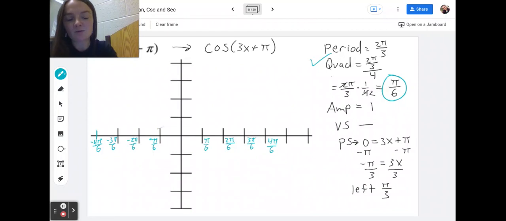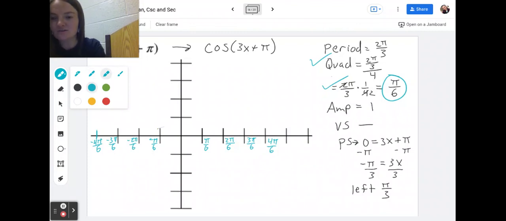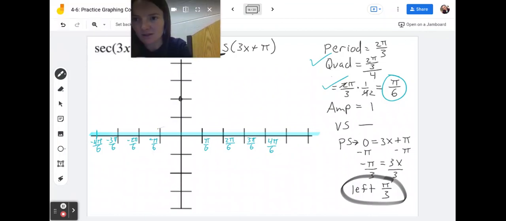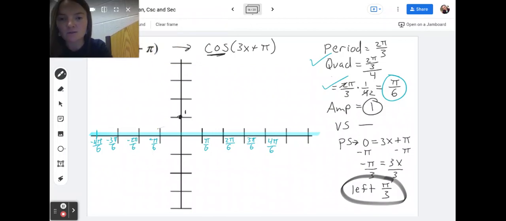All right, so we're done with that. We went ahead and scaled it. Let's go and talk about our vertical shift. There is no vertical shift, so I'm going to assume that the midline is the x-axis. Okay, very last thing. We went left pi over 3, which means typically speaking, the cosine graph starts at a maximum. It starts off at a maximum of 1, right, because our amplitude is 1. So cosine should start here, but we need to go left pi over 3.